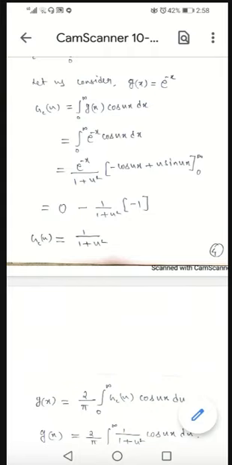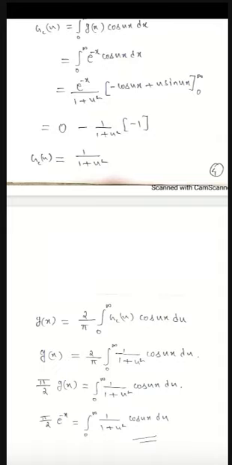So that I can write g of x is equal to 2 by pi integration from 0 to infinity gc of u cos ux du. Okay, g of x equal to 2 by pi integration from 0 to infinity gc of u cos ux du.